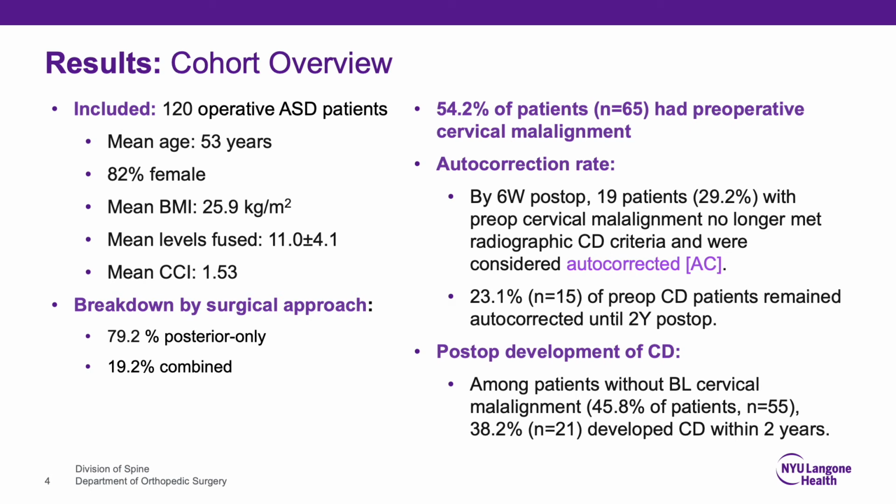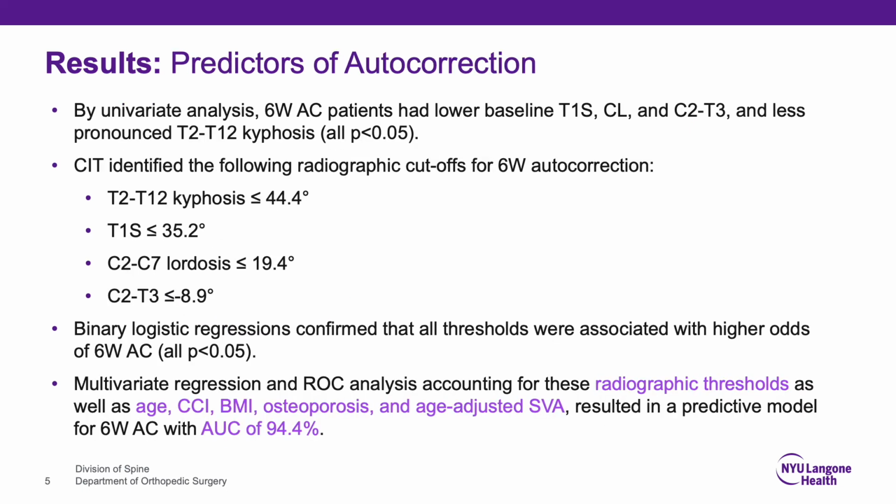With regards to postoperative development of cervical deformities, among patients with baseline cervical malalignment, approximately 45% developed cervical deformity within 2 years. Looking at our predictors of autocorrection by univariate analysis, 6-week autocorrection had lower baseline T1 slope, cervical lordosis, C2, T3 angles, and less pronounced thoracic kyphosis, and CITs determined the following thresholds. Binary logistic regressions confirmed that all thresholds were significant, and multivariate regression ROC analysis, accounting for these radiographic thresholds as well as age, CCI, BMI, osteoporosis, and age-adjusted SVA, resulted in a predictive model with a predictability of 94%.